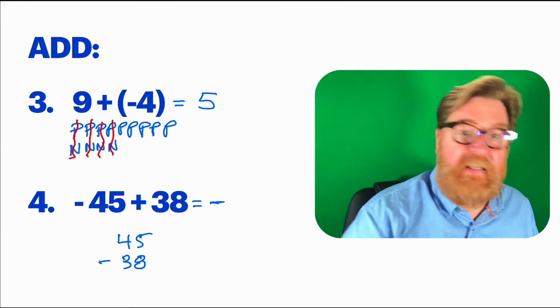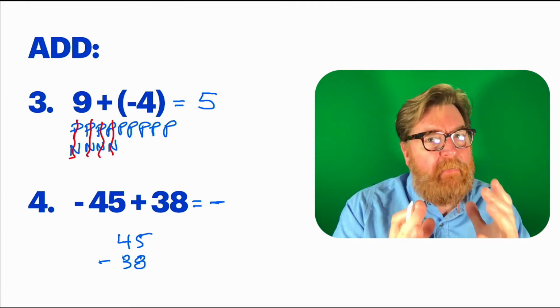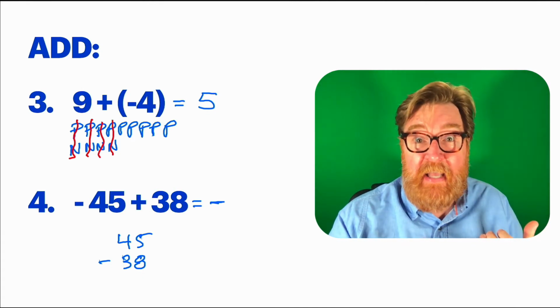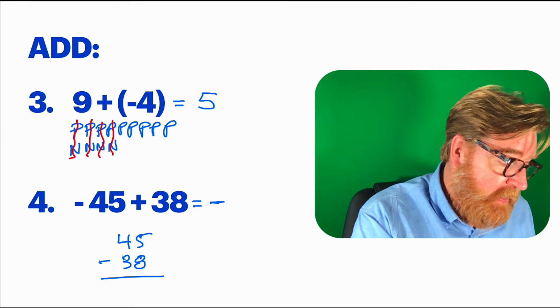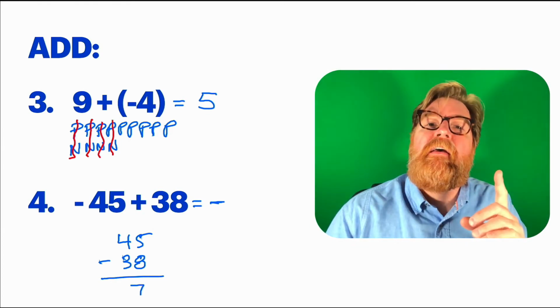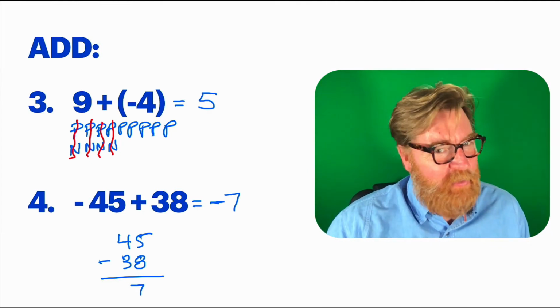So what if we just did that subtraction? Notice there's no negative sign on the 45. I'm just talking about how many negatives there are. 45. I need to take away 38 of them. They're going to get annihilated. And that just gives me 7, right? 7 negatives. Good. Negative 7. That's what we have left.